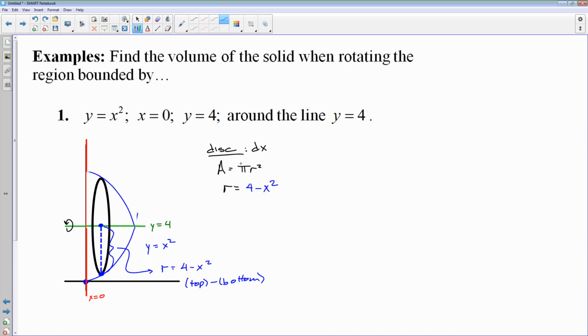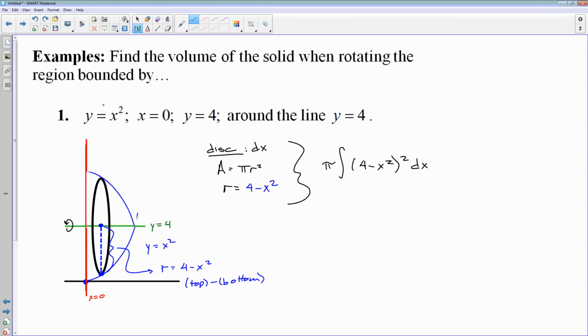So once you get your radius in terms of x, we'll take all of this and plug it into the antiderivative. This will be the antiderivative of pi r squared, which would be 4 minus x squared, squared. This is a dx. And now we have to decide where my x's begin and where my x's end.